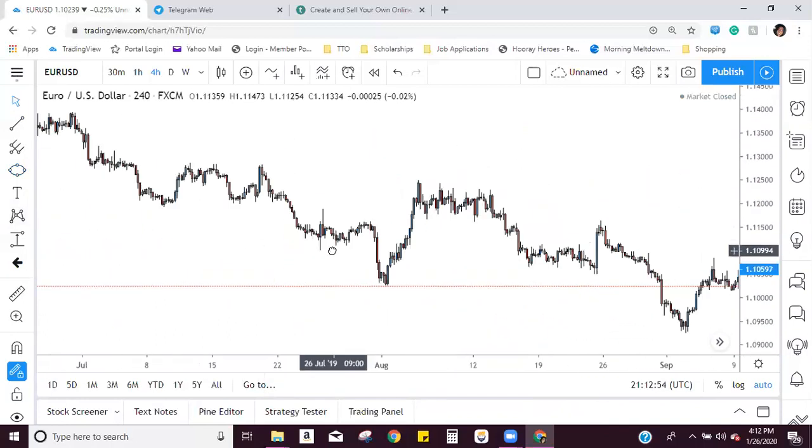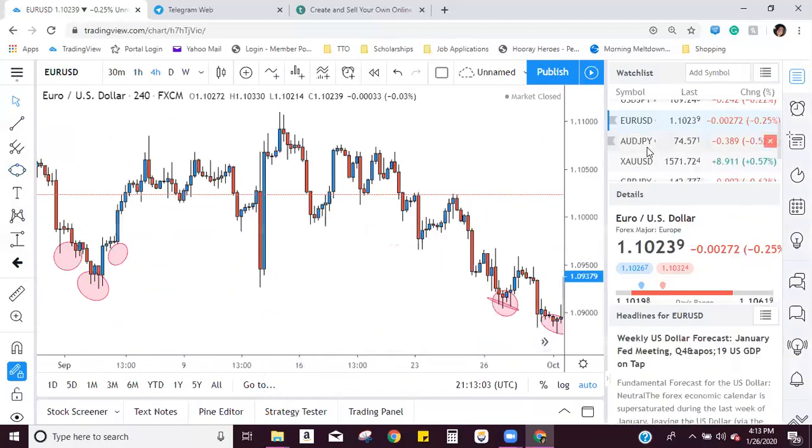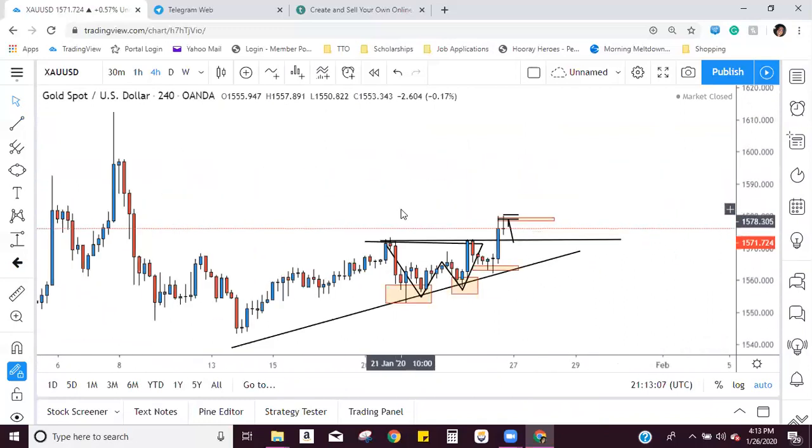Again, you can find them on any time frame. Here, on a small time frame, group this together. Lower low, higher low, buy. Let's go to gold. Another reason why gold shot up the way it did.